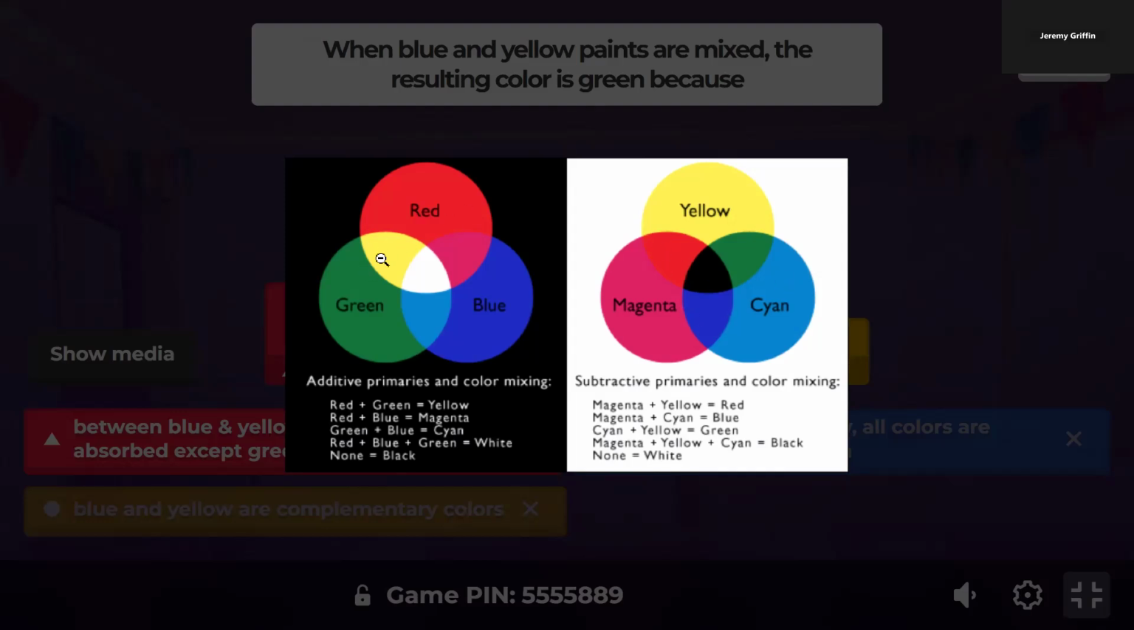How about yellow? Yellow is opposite of this deep blue. Yellow is opposite of this deep blue. Complementary. There you go, complementary colors.